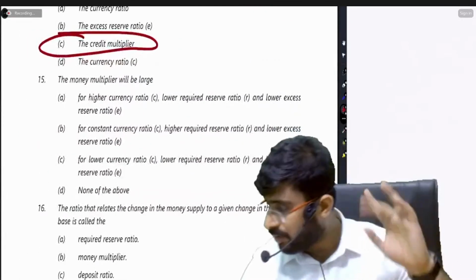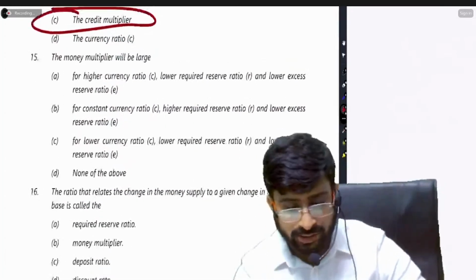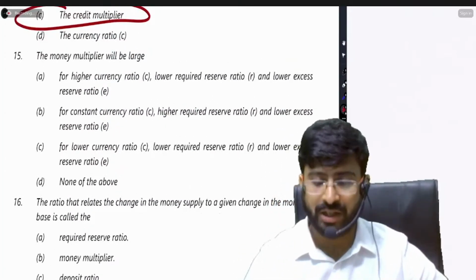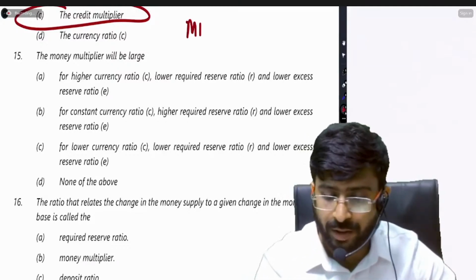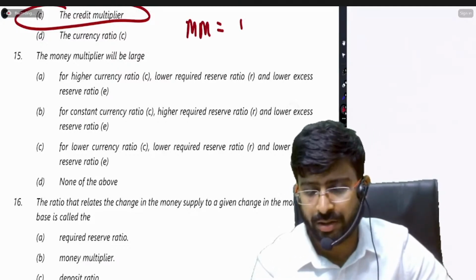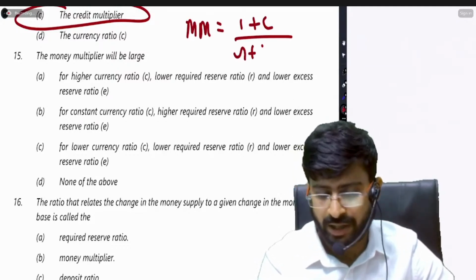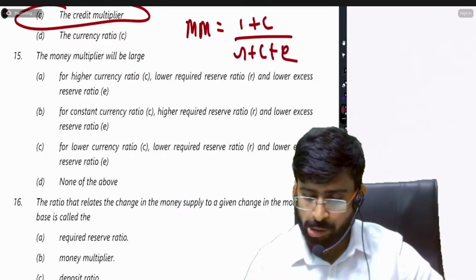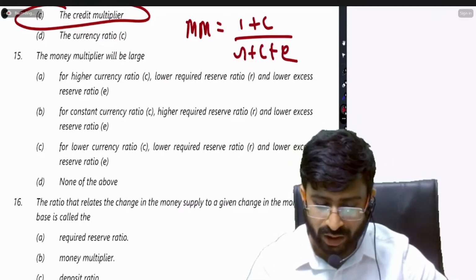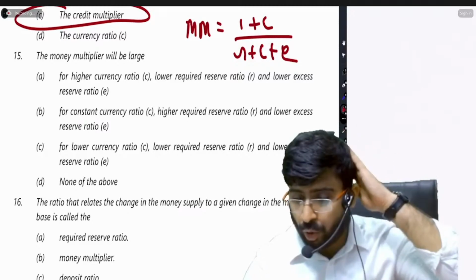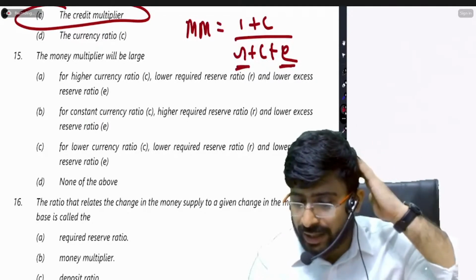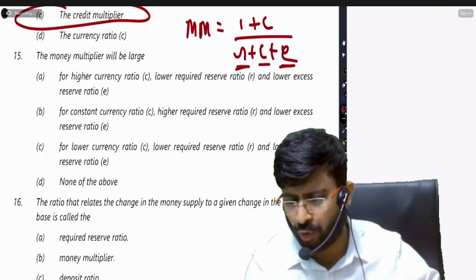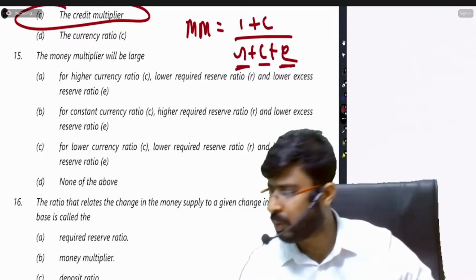15th one. The money multiplier will be large. When will the money multiplier be large? 1 plus C by R plus C plus E. So what I want is low R and E. C also low will do.